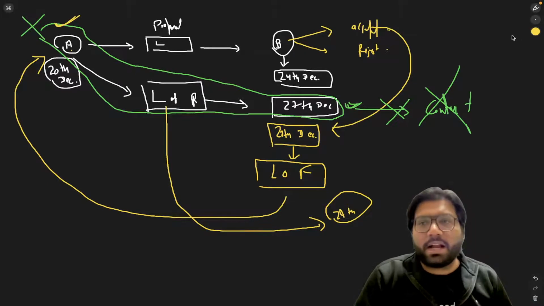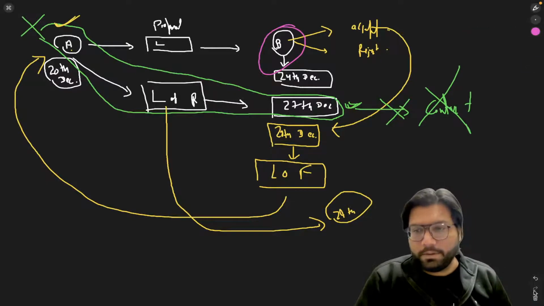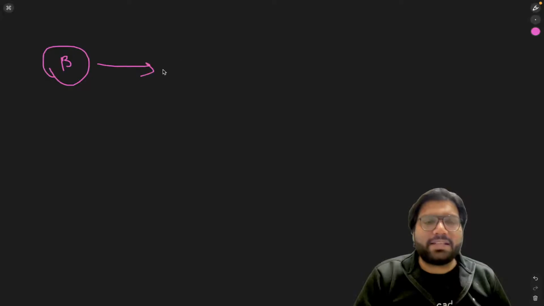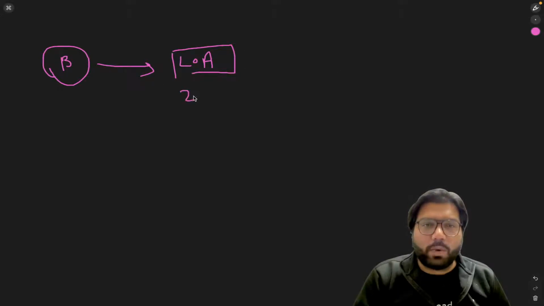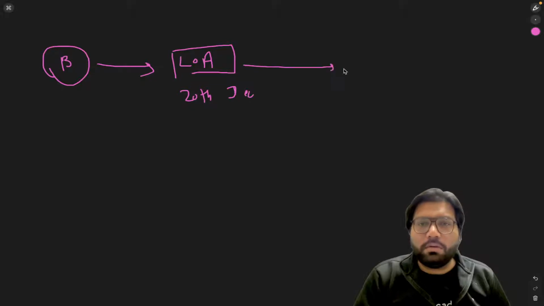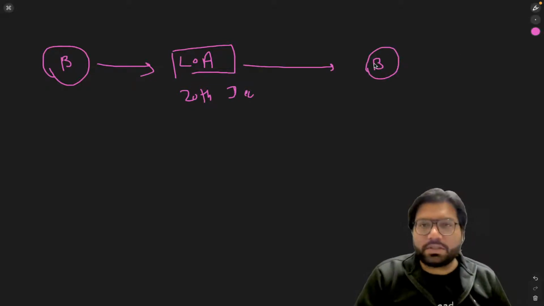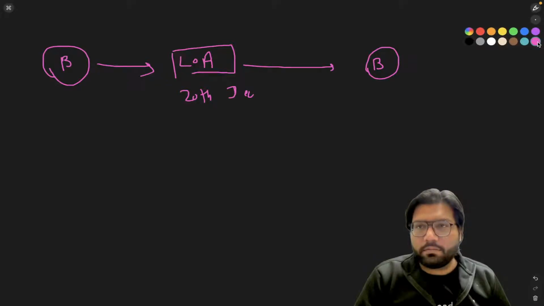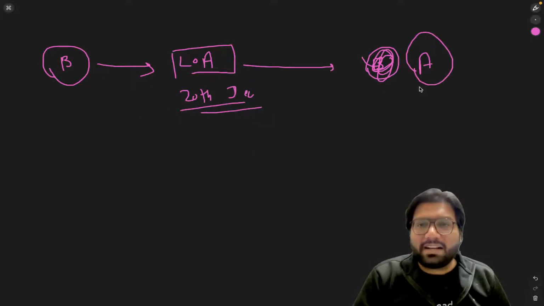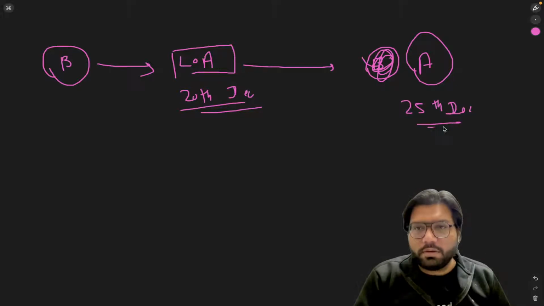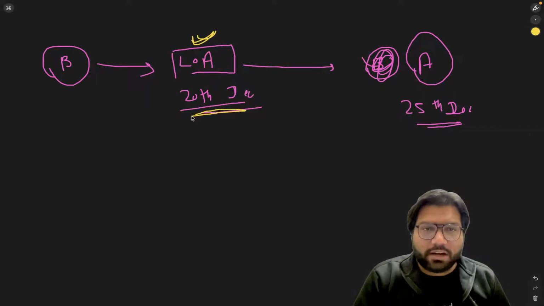the same example I'm taking, but now on behalf of Mr. B. Now let's assume Mr. B writes a letter of acceptance on 20th of December to Mr. A. And this letter will reach Mr. A on 25th of December.